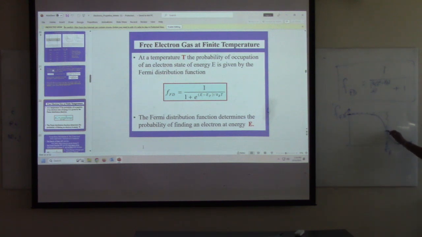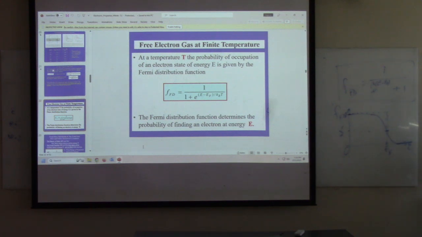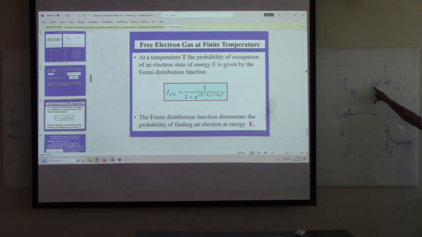What is this value? E equals EF means this becomes e to the power 0, which is 1. 1 plus 1 is 2. That means half. This is exactly half. This is 0. This is 1. This is half. So now if you do it for different temperatures, this has beta, right? Beta is 1 over this kBT value. But remember this kB is called the Boltzmann constant, right?